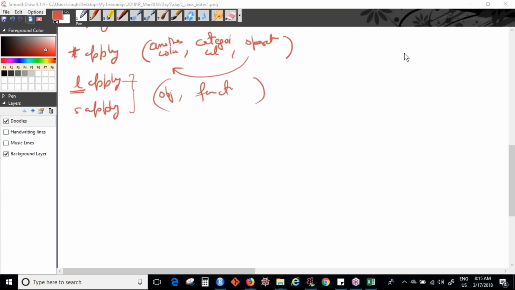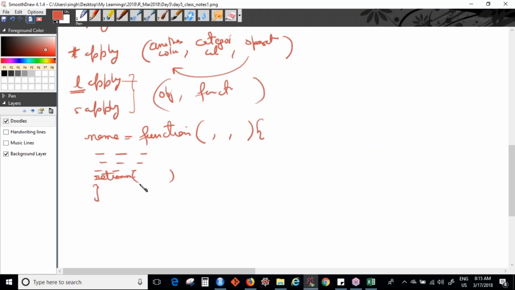We saw how to write our own functions in R. So you give the name of the function, and then you write the keyword function. Then you give whatever inputs. If your function has some inputs, you can write those inputs here, and then within curly braces you can do whatever operation you want the function to do. At the end you can have the return. So you can return some variable here.